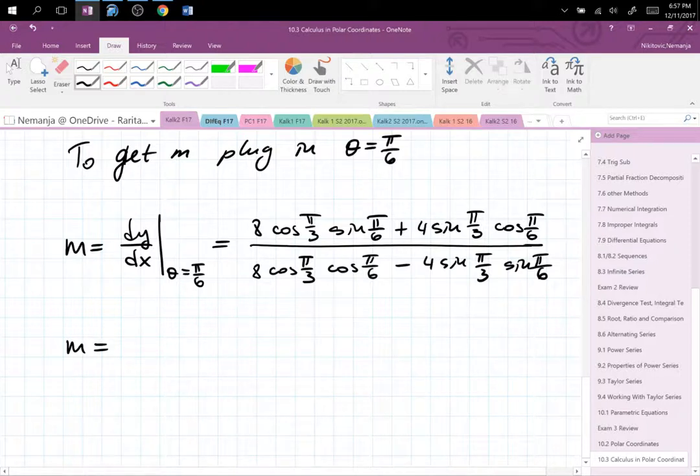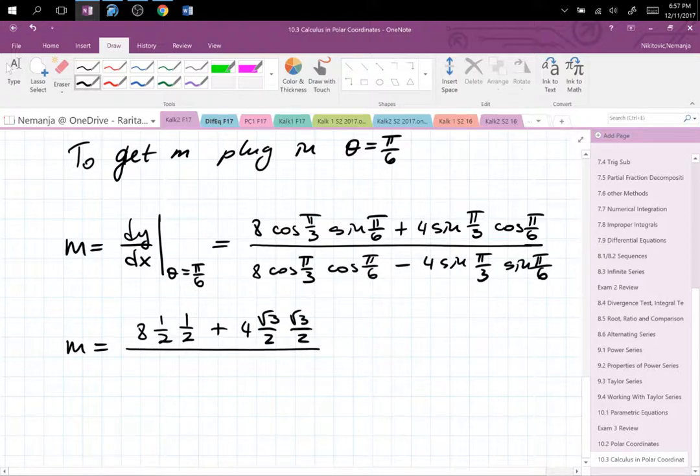So slope is 8 cosine of pi over 3. Cosine of pi over 3 is cosine of 60 degrees, which is very good, times sine of pi over 6, very good, plus 4 sine of pi over 3, nice, times the cosine of pi over 6, yes, divided by 8 times cosine of pi over 3, very good, cosine of pi over 6, very good, minus 4 times sine of pi over 3, very good, and sine of pi over 6, very good.